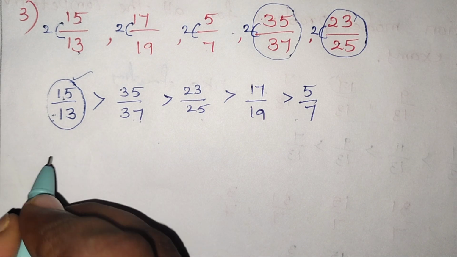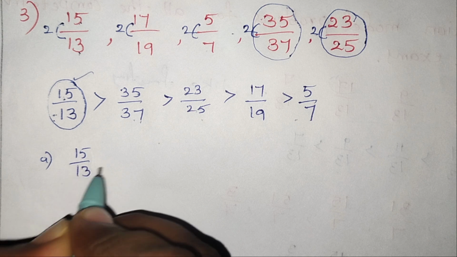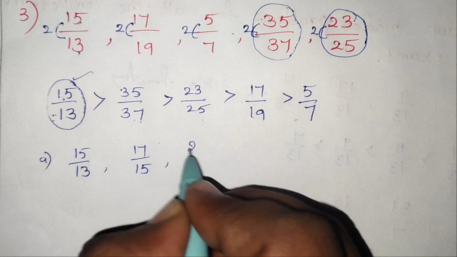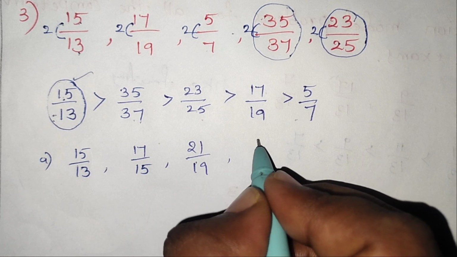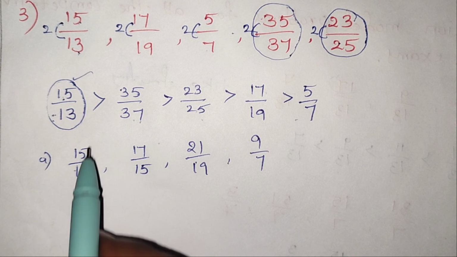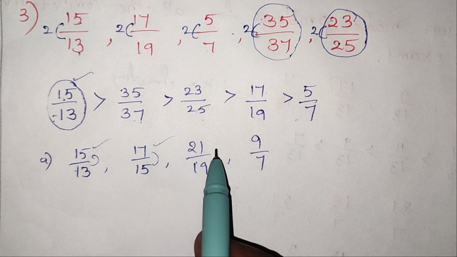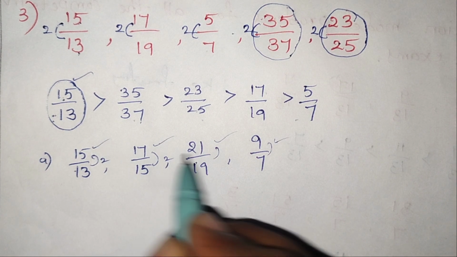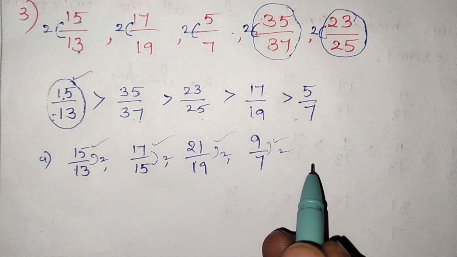In other case, for example, he gave like this: 15 by 13, 17 by 15 and 21 by 19. Here 9 by 7. All of them improper fractions. See, in the first case numerator bigger, second case numerator, third case numerator, fourth case also numerator big. All of them having difference 2, 2, 2. In this case this is also easy. Why? Because all of them improper.